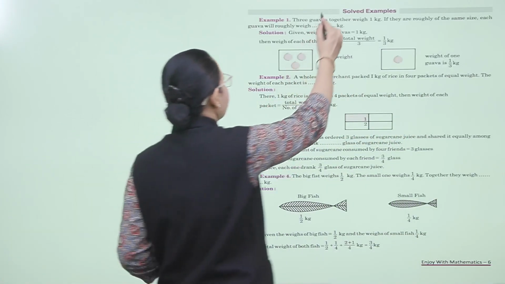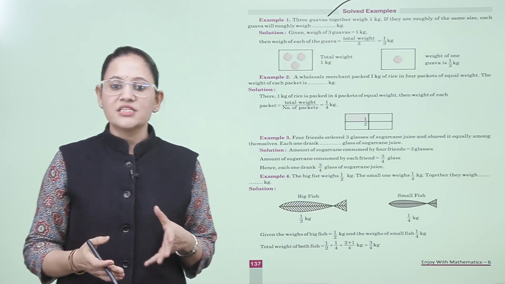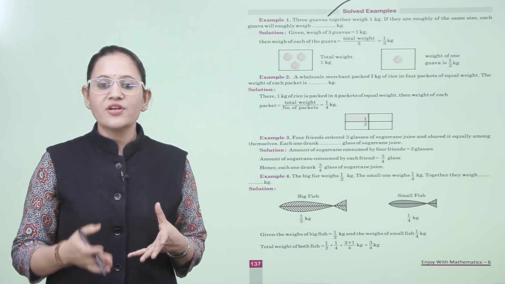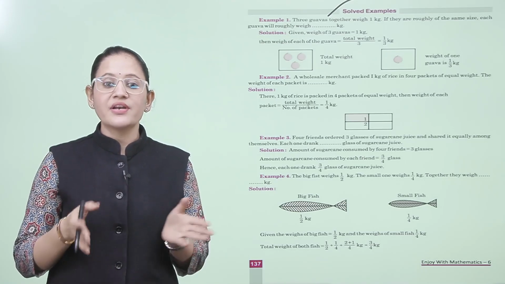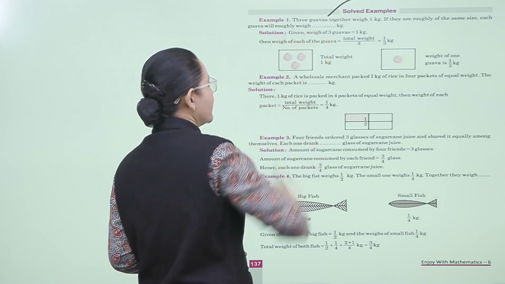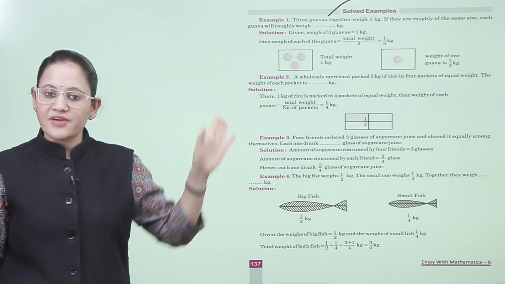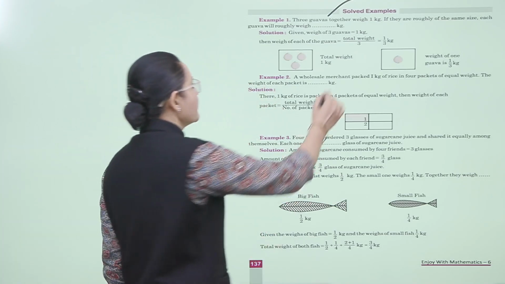Here we will take some examples. 3 guavas together weigh 1 kg. If they are roughly of the same size, each guava will roughly weigh. So 3 guavas roughly weigh 1 kg. Then the weight of each guava is total weight divided by 3, that is 1 by 3 kg.